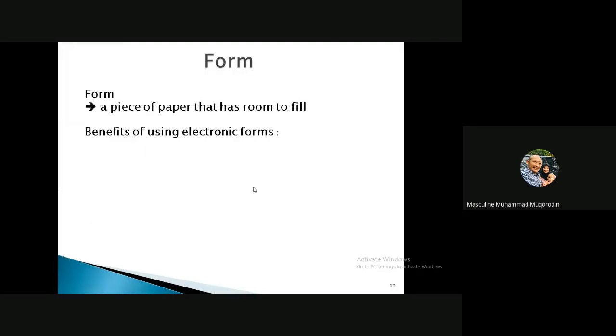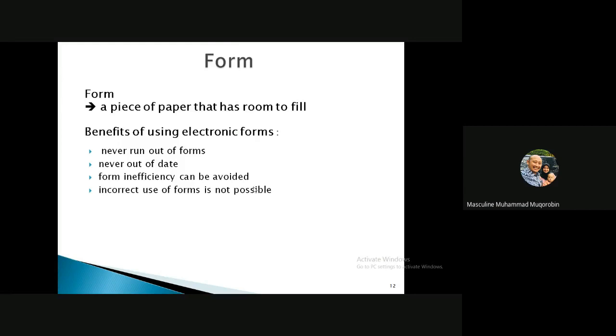Form. Form is a piece of paper that has room to fill. Benefit of using electronic form, such as never run out of forms, never out of date. Form inefficiency can be avoided. Incorrect use of form is not possible. Form filling speed. Data capture is done once. No floating data.